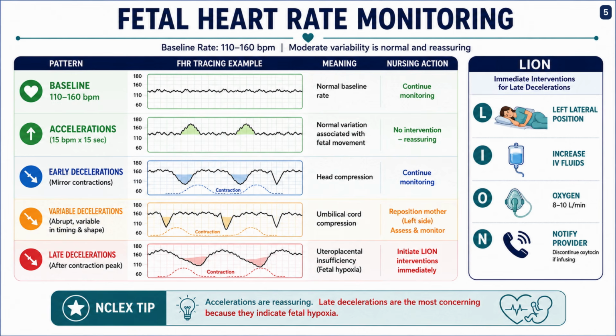Variable decelerations are abrupt, irregular drops in the fetal heart rate caused by umbilical cord compression. The first nursing intervention is to reposition the mother, usually to her left side, to relieve pressure on the cord. Additional interventions may be needed if the pattern persists.